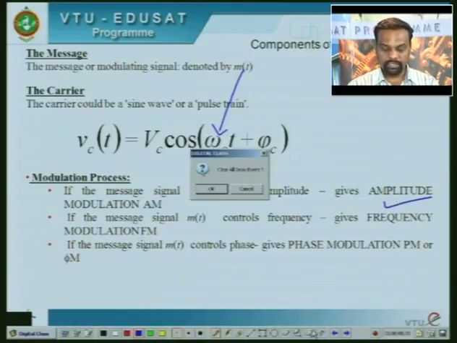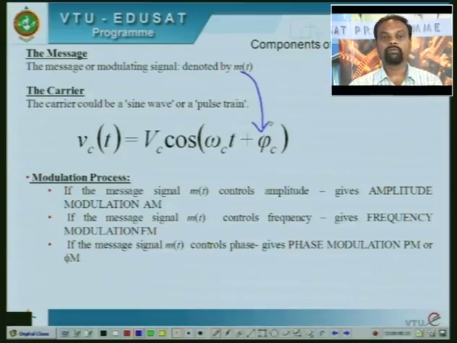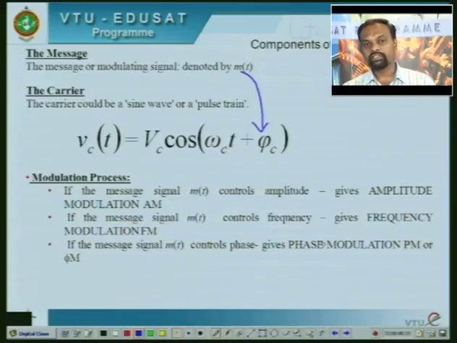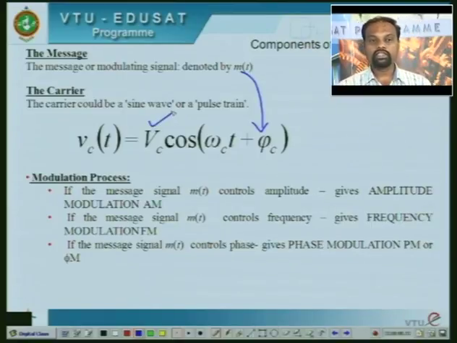Similarly, if m of t changes the phase information of the carrier signal in accordance with m of t, we call that process frequency or phase modulation. So, there are three modulation techniques. The three modulation techniques are what? One is amplitude modulation, wherein m of t modulates the amplitude of the carrier signal.